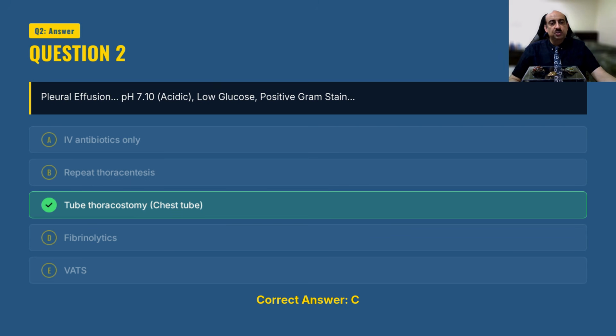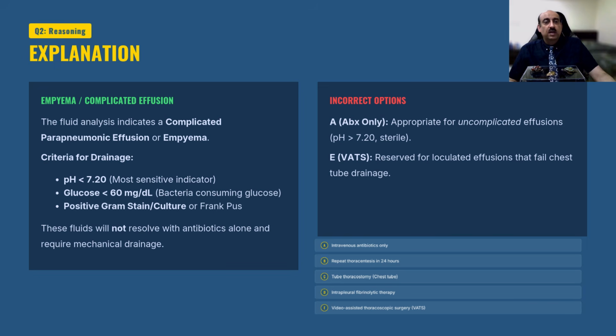So the answer to question 2, for a patient coming in with parapneumonic effusion, acidotic pH of 7.1 on the thoracocentesis tap, low glucose and positive gram stain, would be tube thoracostomy or chest tube insertion. Now, I think this should be fairly straightforward as a question, because it's a matter of parapneumonic effusion or complicated parapneumonic effusion, which is empyema, as characterized by acidotic pH less than 7.2.